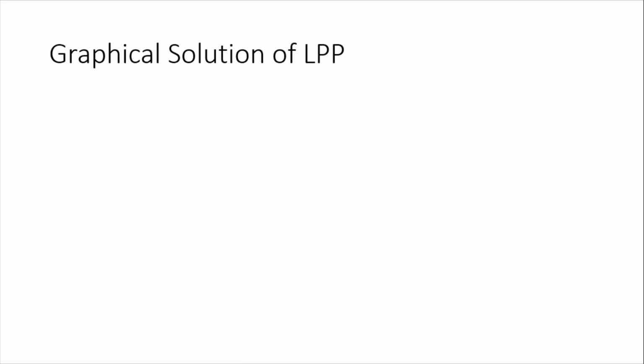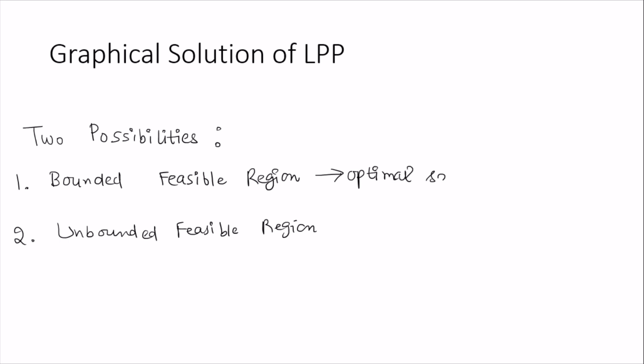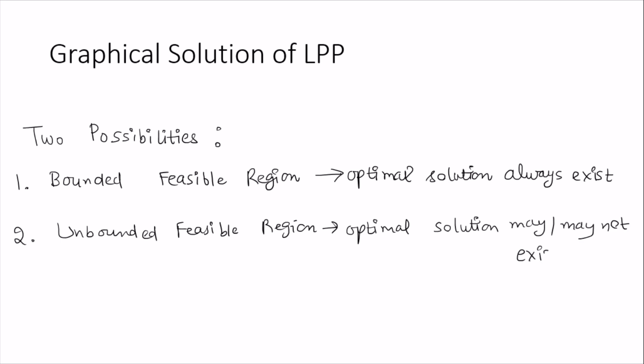Let's look at what the possibilities will be. Basically we have two kinds of possibilities in the graphical technique. The first case is a bounded feasible region, and the second case is an unbounded feasible region. Whenever the feasible region is bounded, the optimal solution always exists, while in an unbounded feasible region the optimal solution may or may not exist. That depends on the example. So we have various possibilities here, and let's explore all of them through examples.